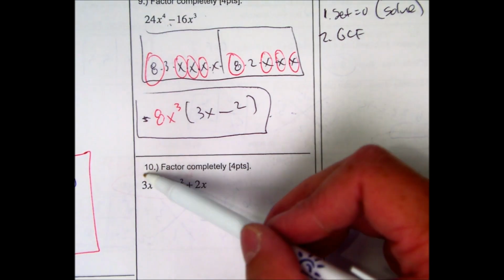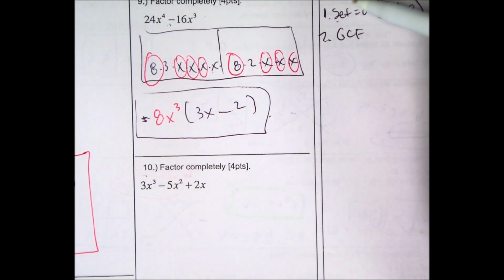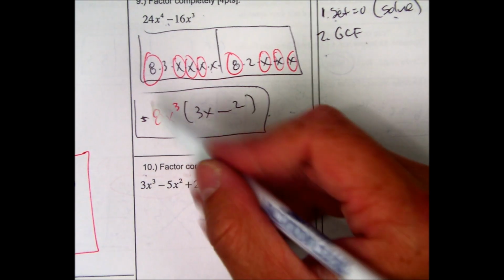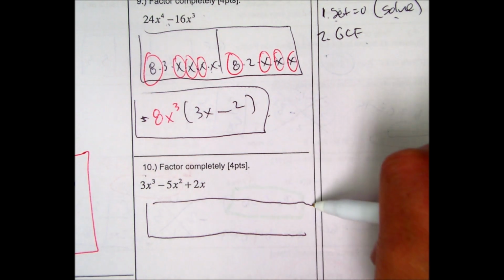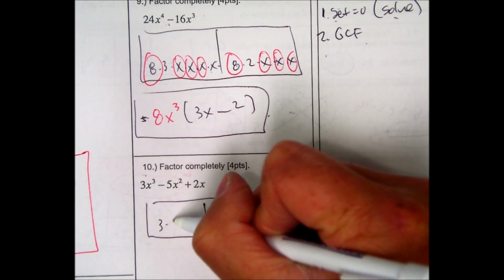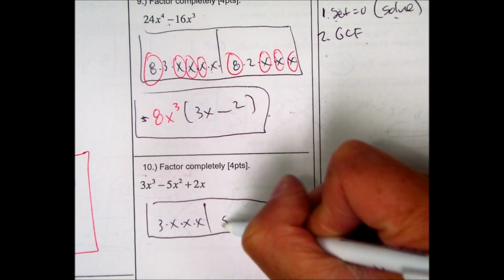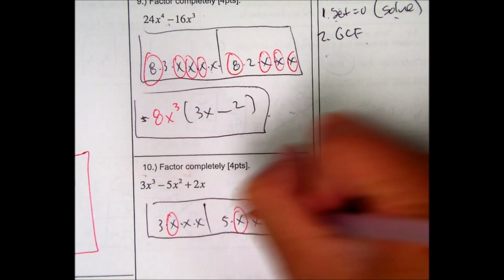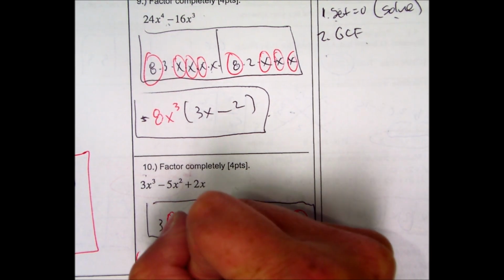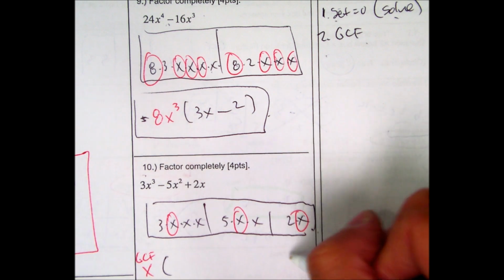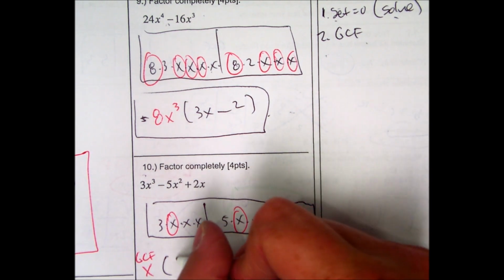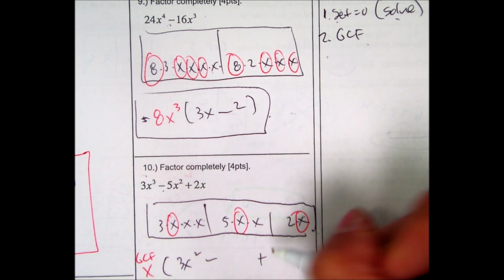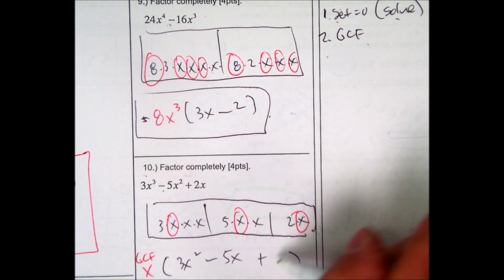For question number 10, set it equal to 0. If you're ever going to solve, which is not on this quiz, take the GCF. So in this problem, let's figure out there's a GCF. 3 times x times x times x, 5 times x times x, 2 times x. My GCF there is an x. Then what's inside the parentheses is just 3x squared. The math operation here is minus, this one's plus. So I have 5x, negative 5x plus 2.